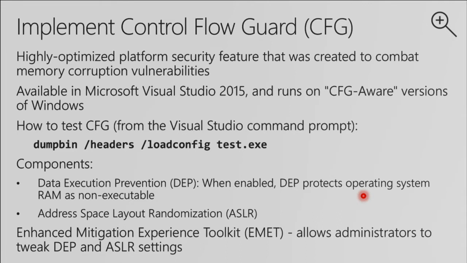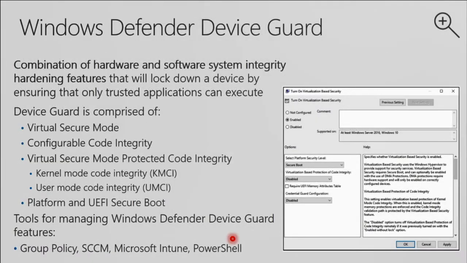So components are data execution prevention, if the operating system and the hardware support this, and ASLR, address space layout randomization as well. Actually it's doing something very similar to what the Enhanced Mitigation Experience Toolkit was doing. This new feature, Control Flow Guard, is something to configure in the applications that are going to run on Windows Server 2016.